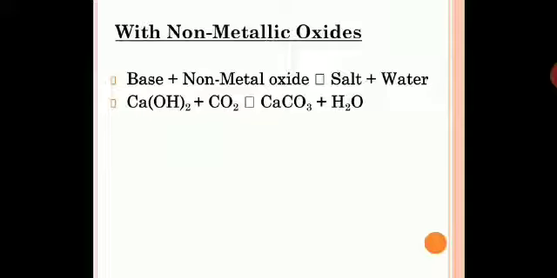You can add a few more examples of your own and try them. For example, you can try potassium hydroxide plus carbon dioxide, or sodium hydroxide plus sulfur dioxide. You can try all of these and you will find that salt and water are the products. You have to take this down in your book, children.